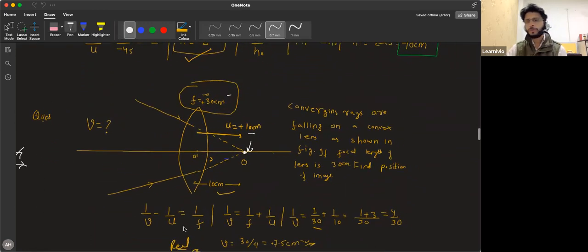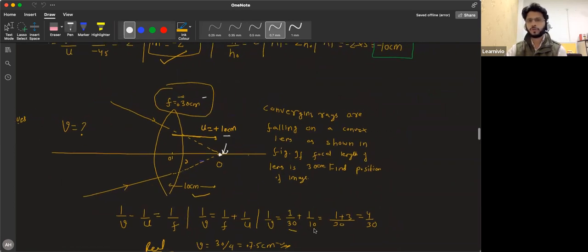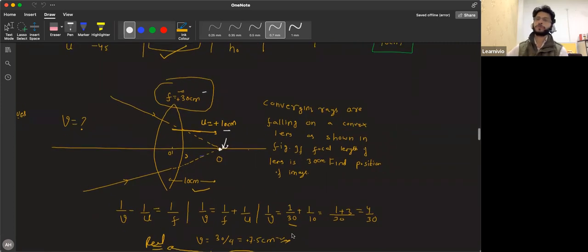Now we'll use 1 by V minus 1 by U is 1 by F. So 1 by V is 1 by F plus 1 by U. F is 30, U is 10. Just take it to be 30 by 4 is 7.5. This is an easy calculation.